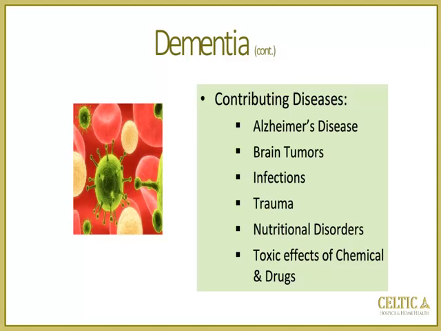Dementia is usually caused by degeneration in the cerebral cortex, the part of the brain responsible for thoughts, memories, actions, and personality. Death of brain cells in this region leads to the cognitive impairment that characterizes dementia. The most common cause of dementia is Alzheimer's disease, accounting for 1/2 to 3/4 of all cases. Other conditions that cause dementia include brain tumors, infections, trauma, nutritional disorders, and toxic effects of chemicals and drugs.